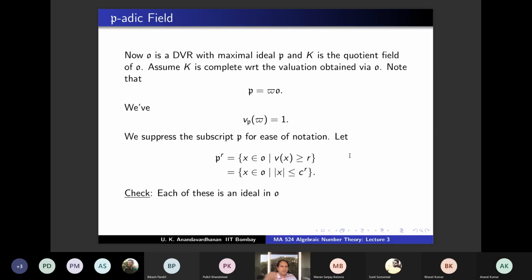So check that each of these is an ideal in O, and check also that these are all the non-trivial ideals of O. I leave it as an exercise. Understand the claim? If you take any ideal in O, you have the zero ideal, you have the full ideal O. Other than that, any non-trivial ideal is of the form P power R for some natural number R. So please check that. It's an easy exercise, but if you are new to this kind of thing, it might take some time. But finally, it's a one-line, two-line proof. So these are all the ideals.